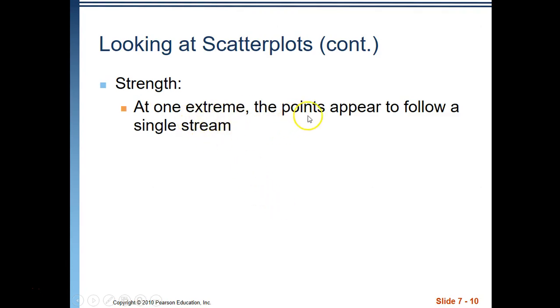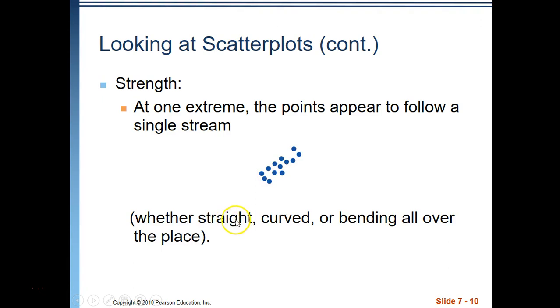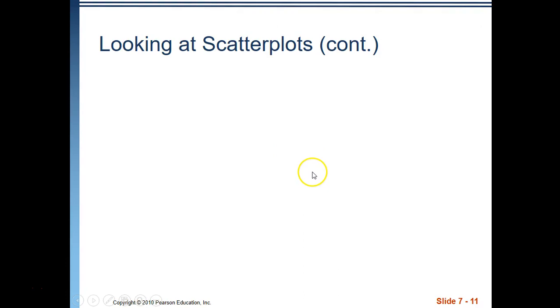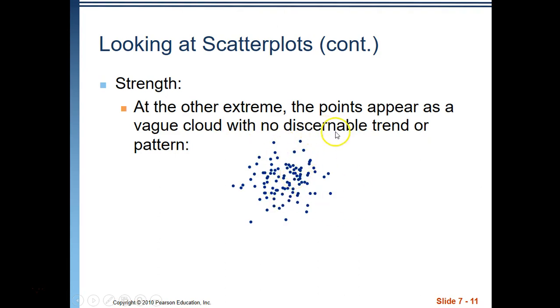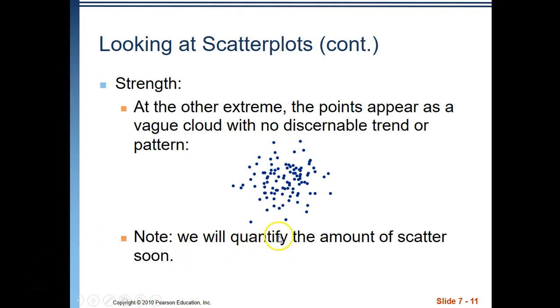One extreme, the points appear to follow a single stream. So that's pretty consistent, and they appear to be going up, whether it's straight, curved, bending, however you want to place it, they're all kind of joined together. Looking at scatter plots, you got strength. At the other extreme, the points appear as a vague cloud, like they're all over the place. I can't sense a pattern with that. There's no discernible trend in the data. So why would I use linear here? I can't even tell if there's a linear relationship. So no, we quantify the amount of scatter, which is what we're going to get to as well.